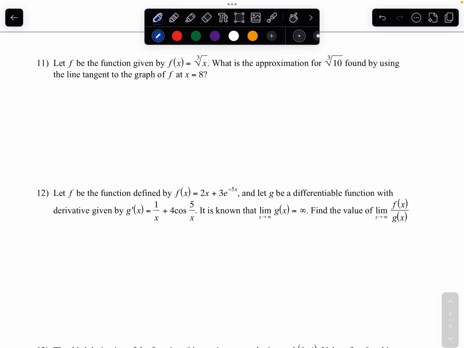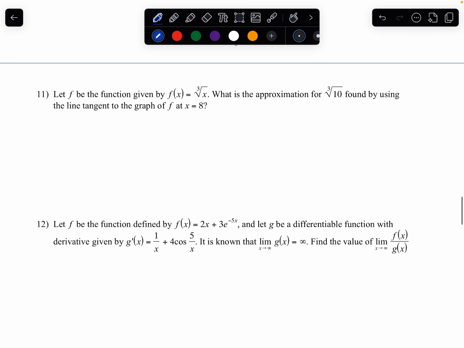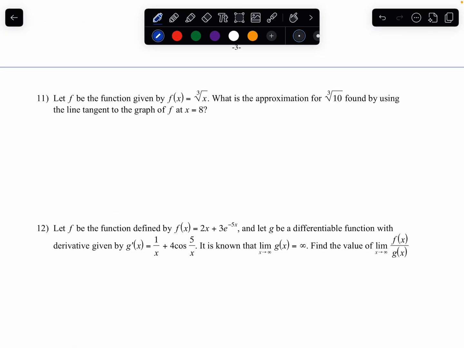Okay, for 11, so we're also doing another one of those problems right here. What is the approximation for the cube root of 10? About x equals 8. Okay, so that's important to note. So we're going to make a tangent line on this function right here.